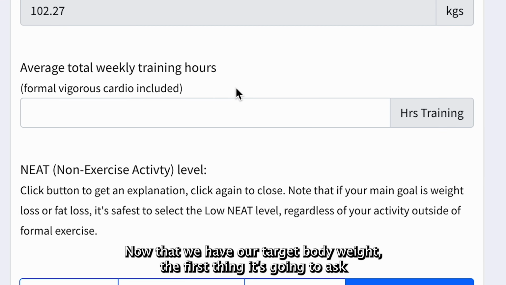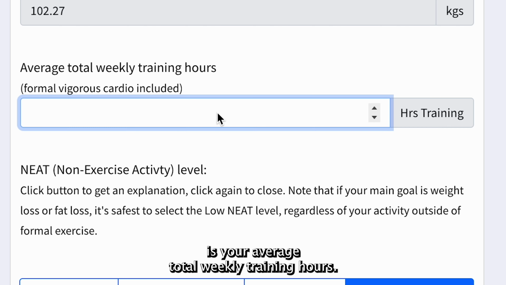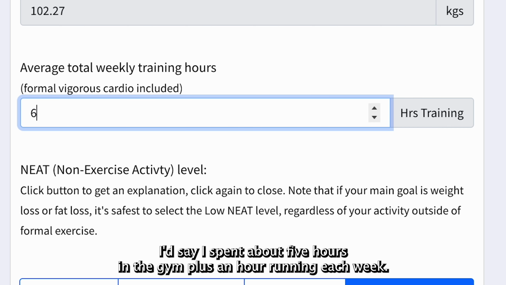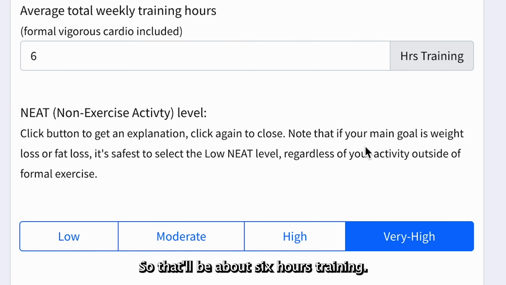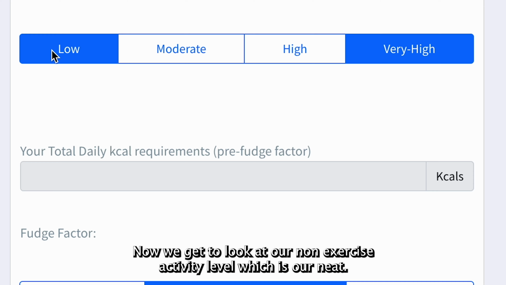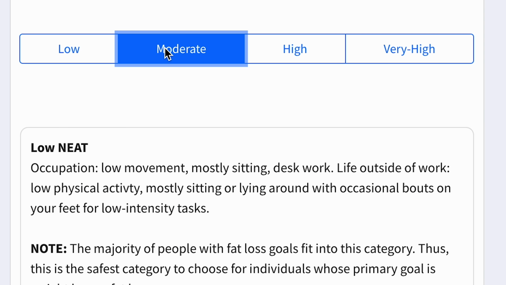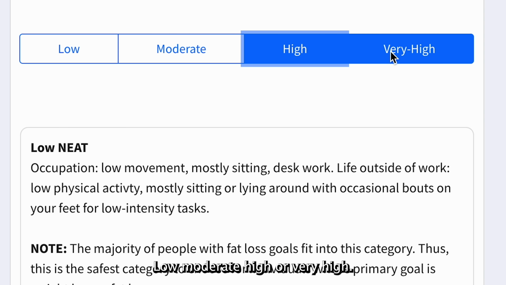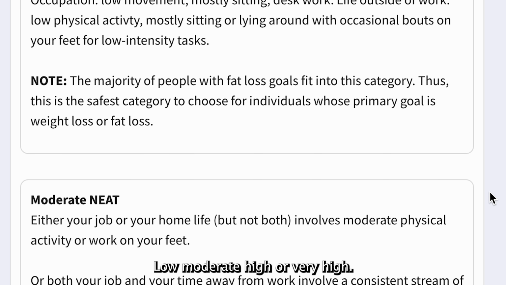Now that we have our target body weight, the first thing it's going to ask is your average total weekly training hours. I'd say I spend about 5 hours in the gym, plus an hour running each week, so that'll be about 6 hours training. Now we get to look at our non-exercise activity level, which is our NEAT. We have 4 different options here: low, moderate, high, or very high.